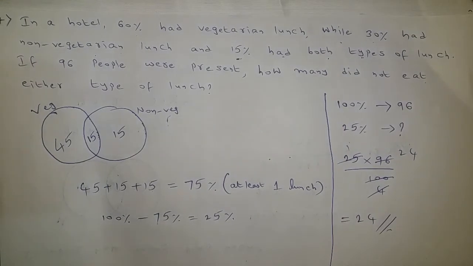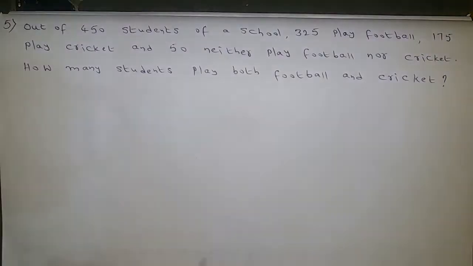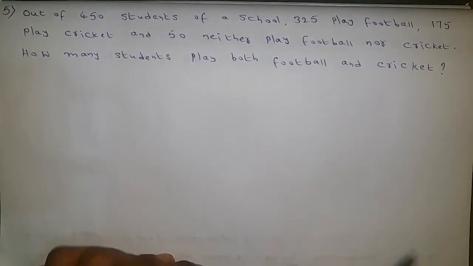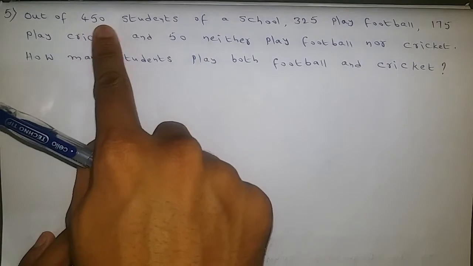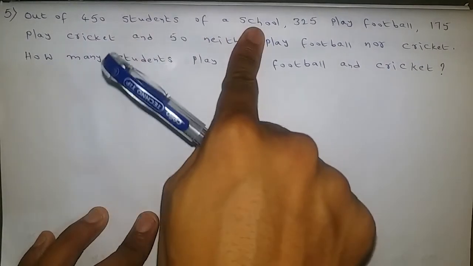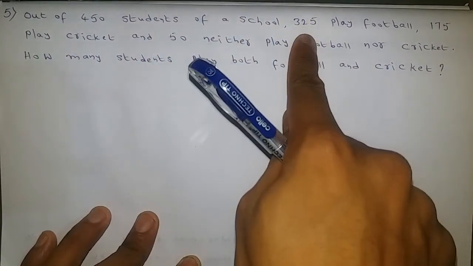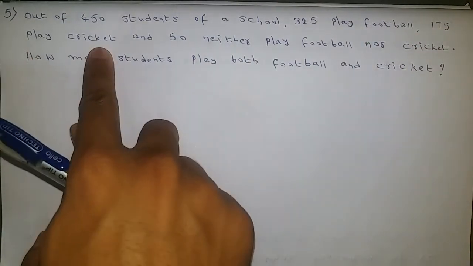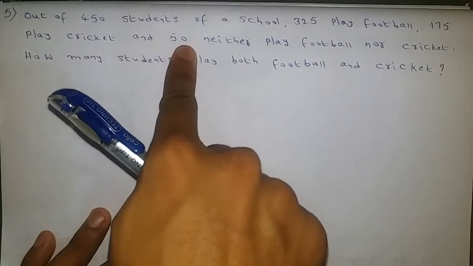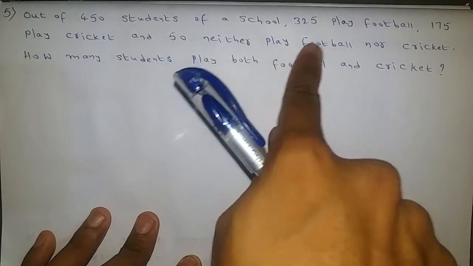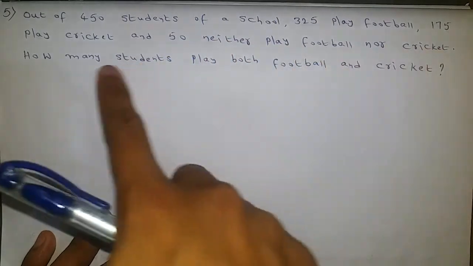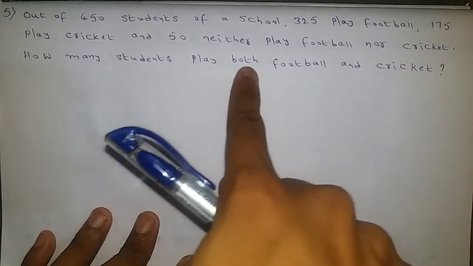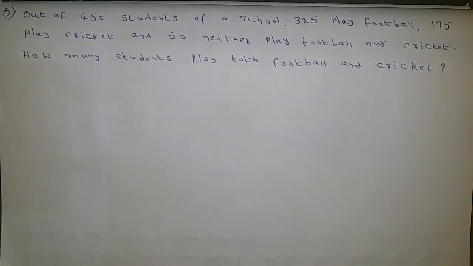Okay, let's look at the next question. Out of 450 students of a school, 325 play football, 175 play cricket, and 50 neither play football nor cricket. How many students play both football and cricket?